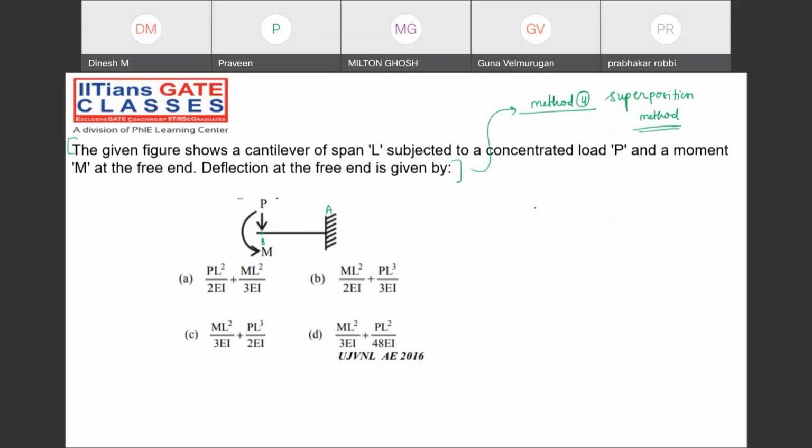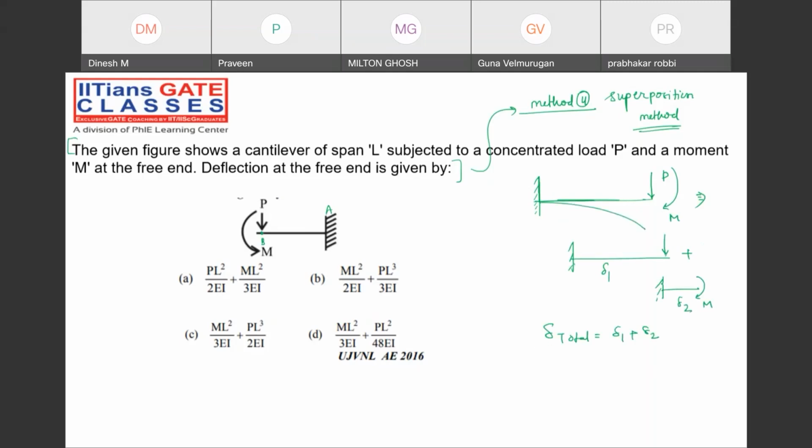The superposition principle is saying that whenever there is a cantilever beam, or any other beam, subjected to a point load P and also a moment, we can resolve it in two ways: load plus moment. Whatever the deflection 1 from here and deflection 2 from here, the total deflection will simply be delta 1 plus delta 2. But there is a condition.